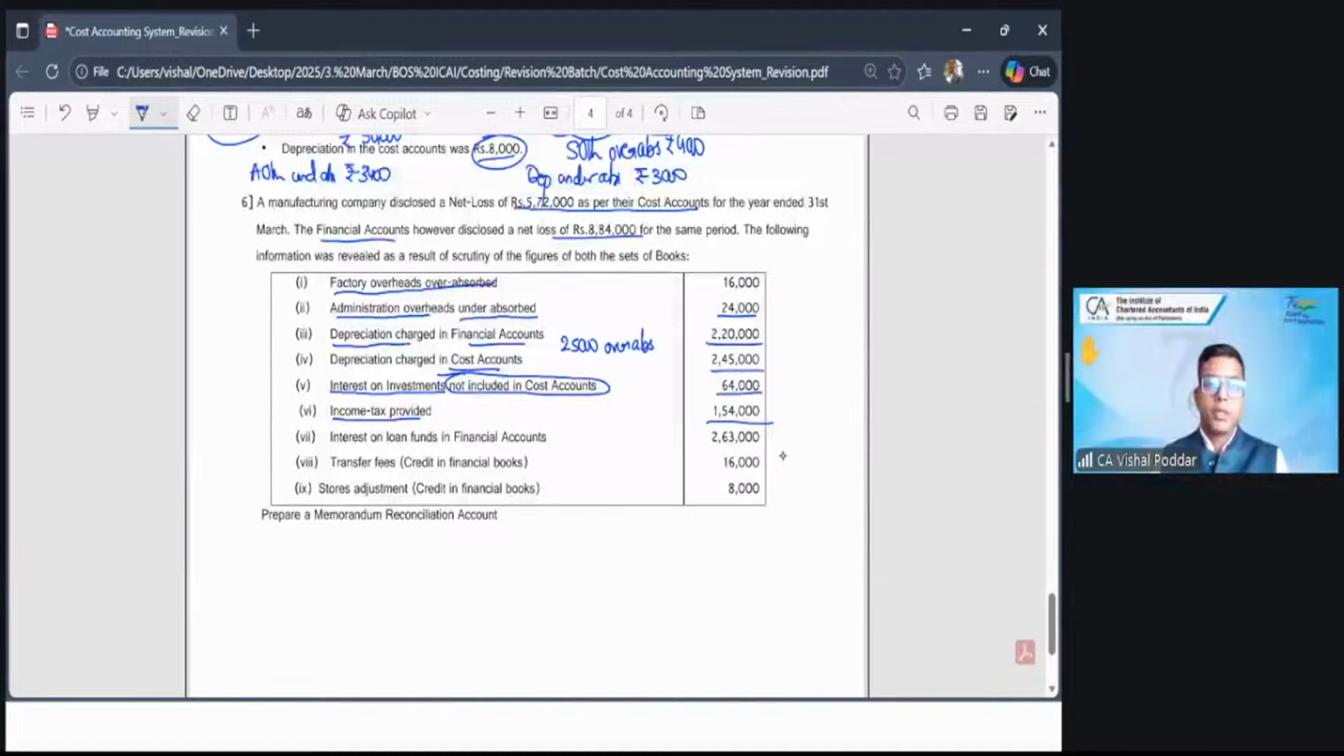Next, interest on loan funds. Now this is your expense, and this is again an expense of financial nature, hence appearing only in financial books. Now what is the impact? Since you have a financial expense, the impact on financial loss will be that financial loss will increase. So because of a financial expense, financial loss is higher. My starting point is costing loss. I'll have to add.